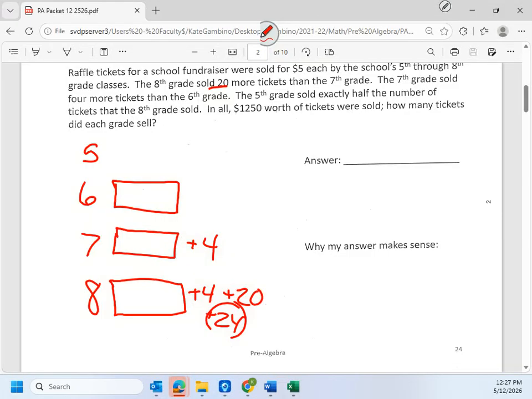Now the 5th grade sold exactly half the number of tickets that the 8th grade sold. So they sold half of a bar and half of those other tickets we added on. So each of these bars we're going to break into half because we had to have half a bar for 5th grade.